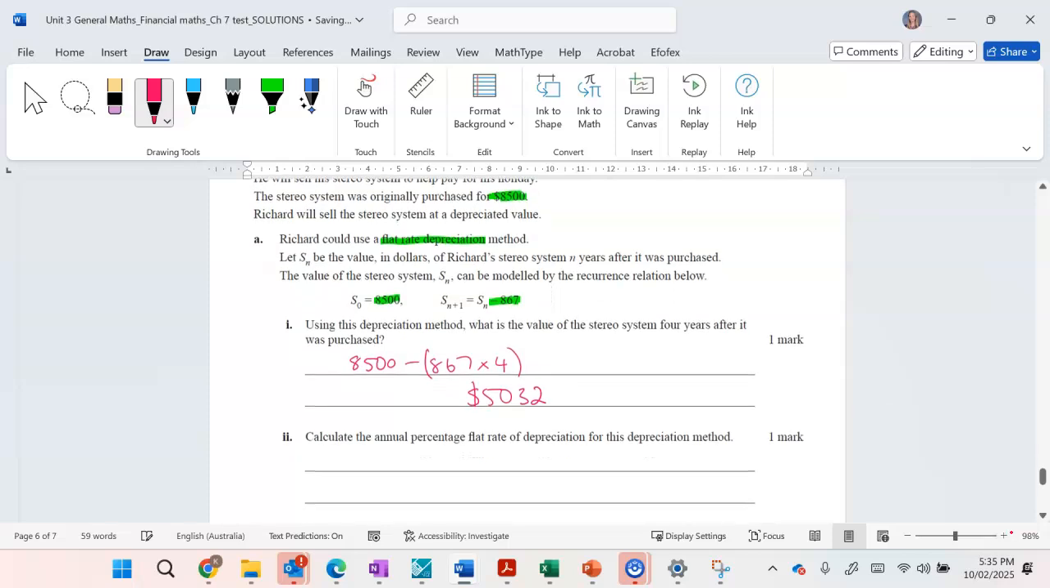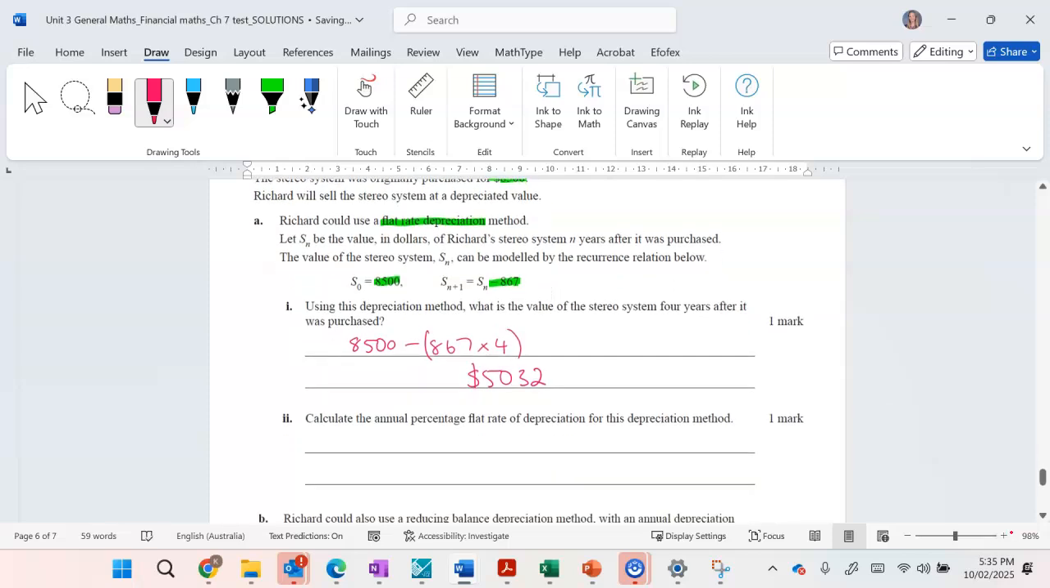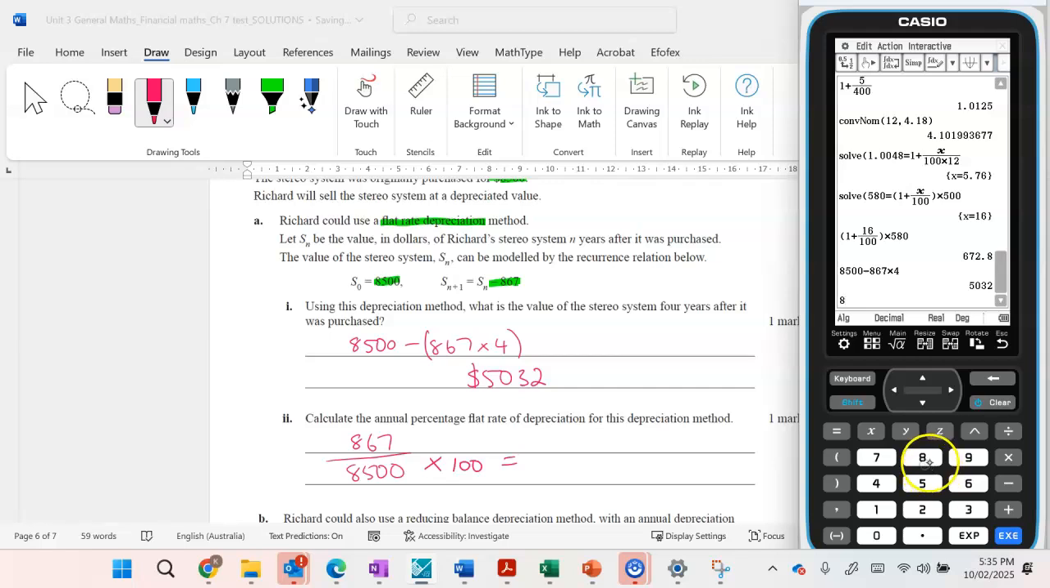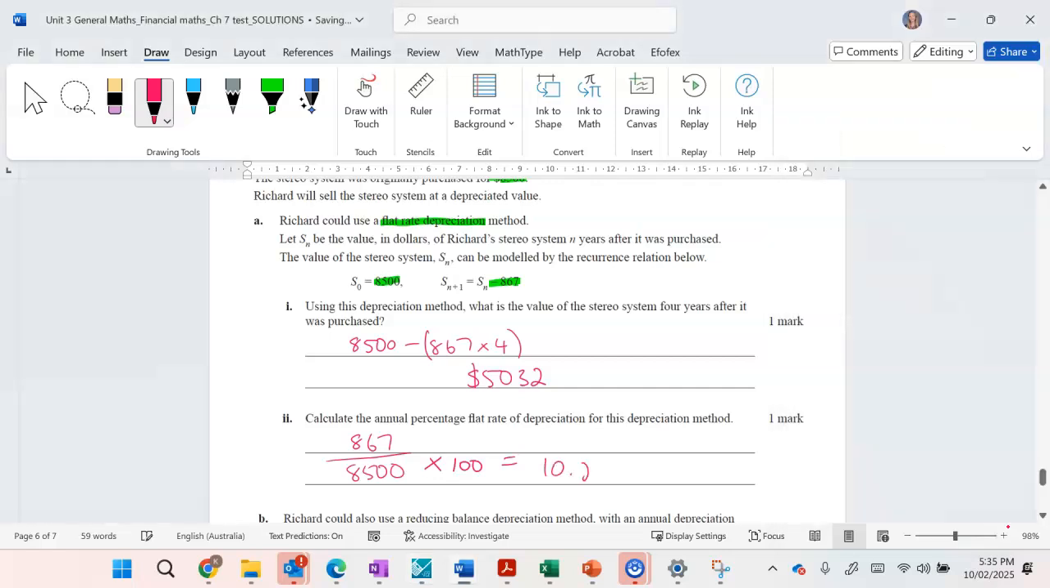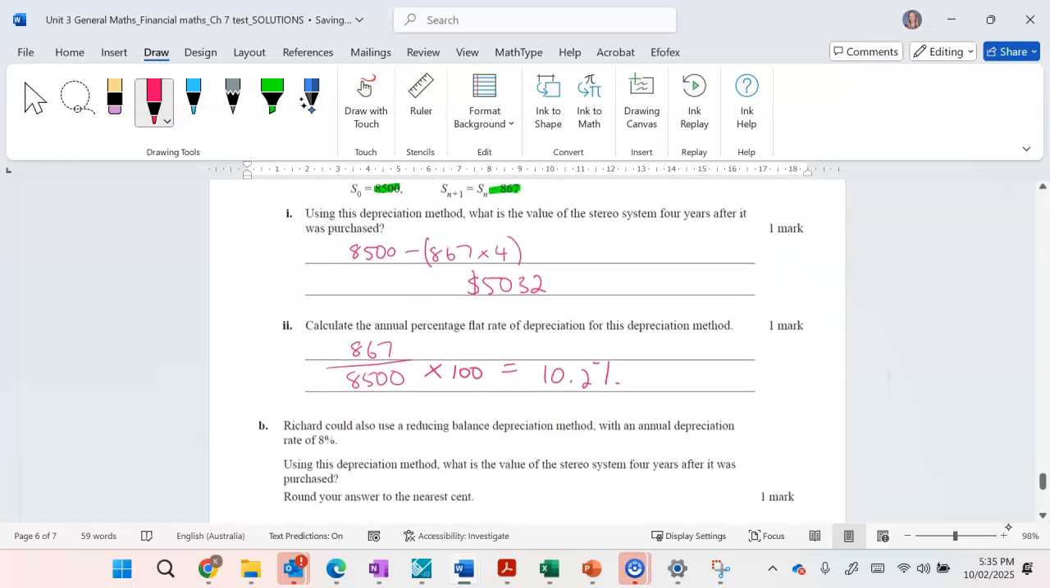Calculate the annual percentage flat rate depreciation for this depreciation method. So we're taking that $867 over the original amount and multiplying it by 100 to turn it into a percentage. So 867 divided by 8500, and then we're multiplying that by 100. 10.2%. All right, no rounding. Don't round unless it specifies to.